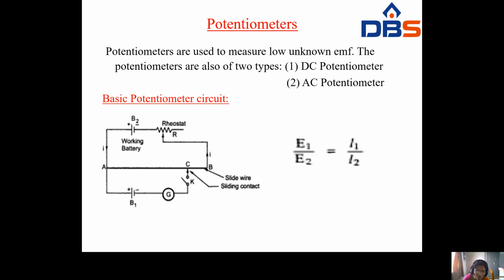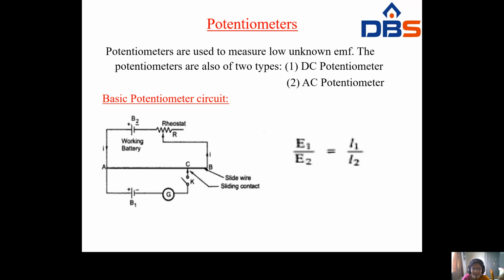This is a basic potentiometer circuit. Here you have a galvanometer, a rheostat, and a sliding wire. B2 is a working battery and B1 is the unknown EMF, the EMF which is to be measured. That is connected across B1, and here you connect the slide wire.